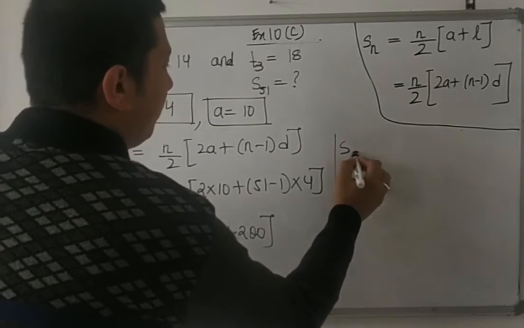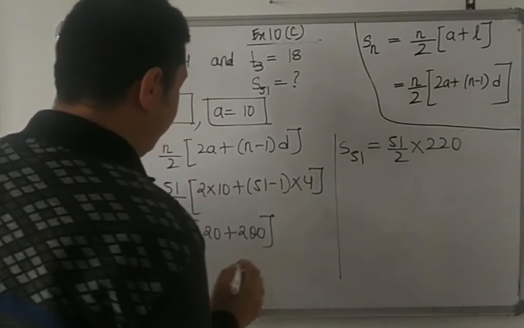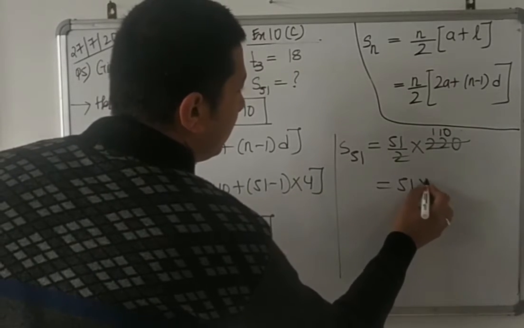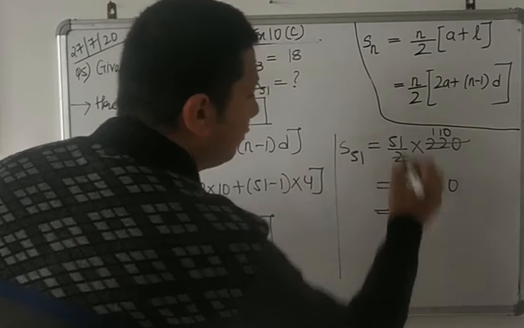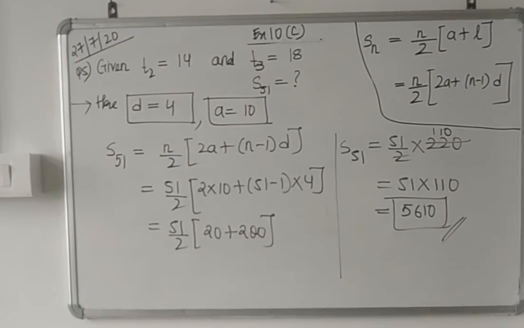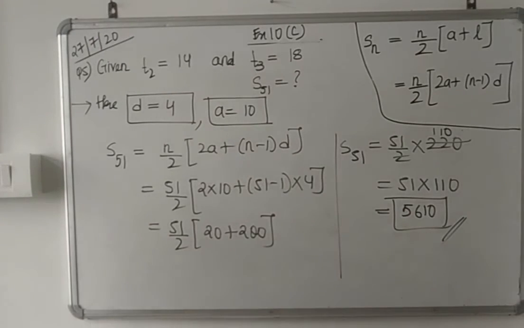So S51 is 51 by 2 into 220. So this is 51 into 110. Please do make the calculation quickly. I'm sure that when you make the calculation, you'll get the value 5610, which is the value for S51. Pause the video and note it down.